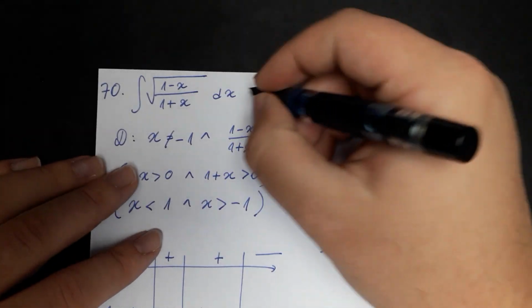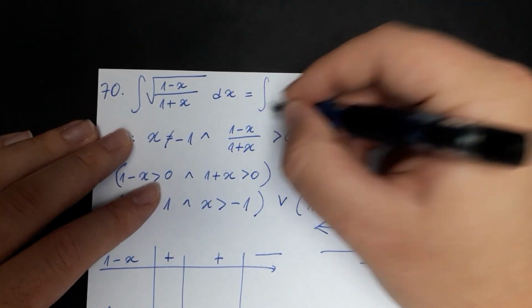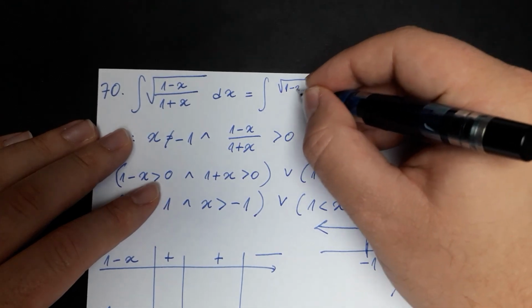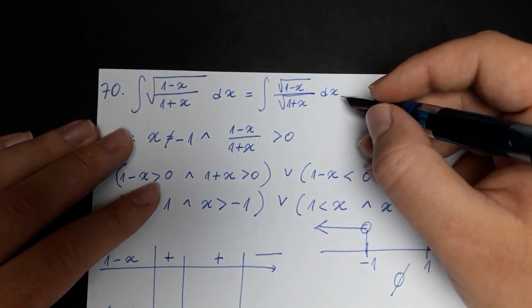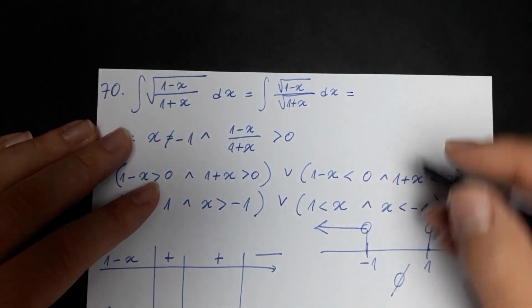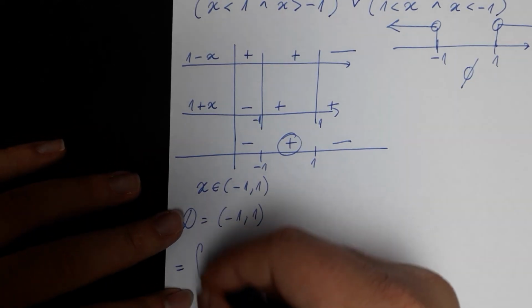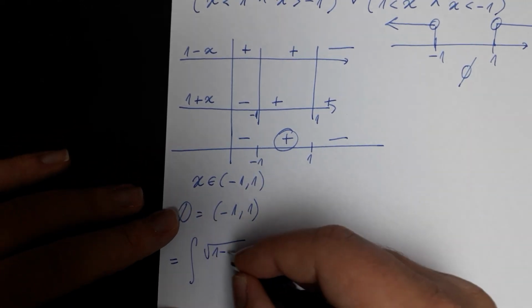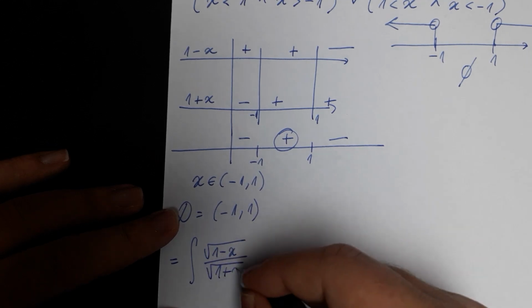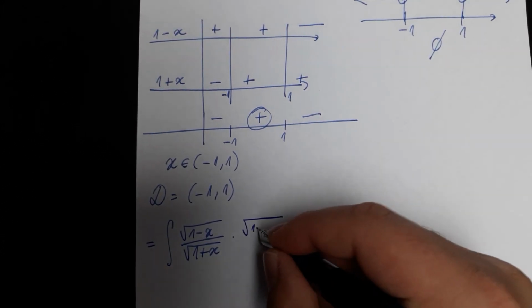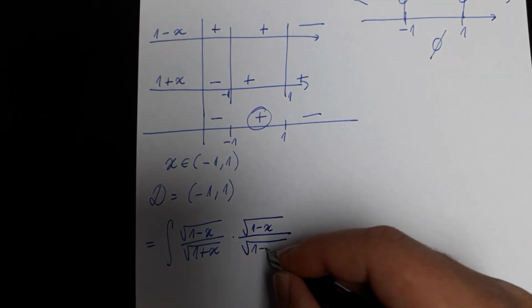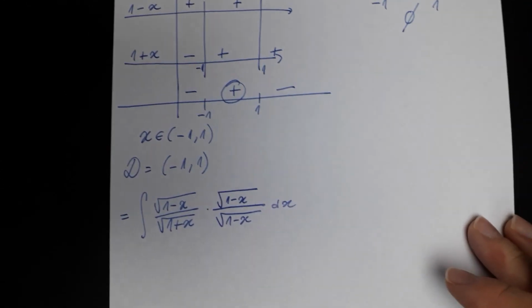Now the integral which we started from can be transformed. It is an integral of square root of 1 minus x divided by a square root of 1 plus x dx. What we can do now is multiply this integral by a conveniently written number 1. So we get a square root of 1 minus x divided by a square root of 1 plus x times a square root of 1 minus x divided by a square root of 1 minus x dx.